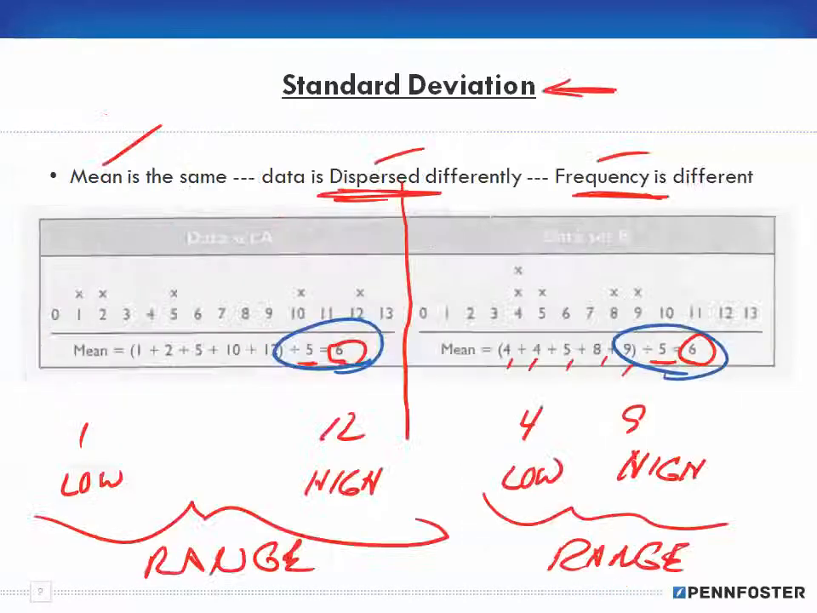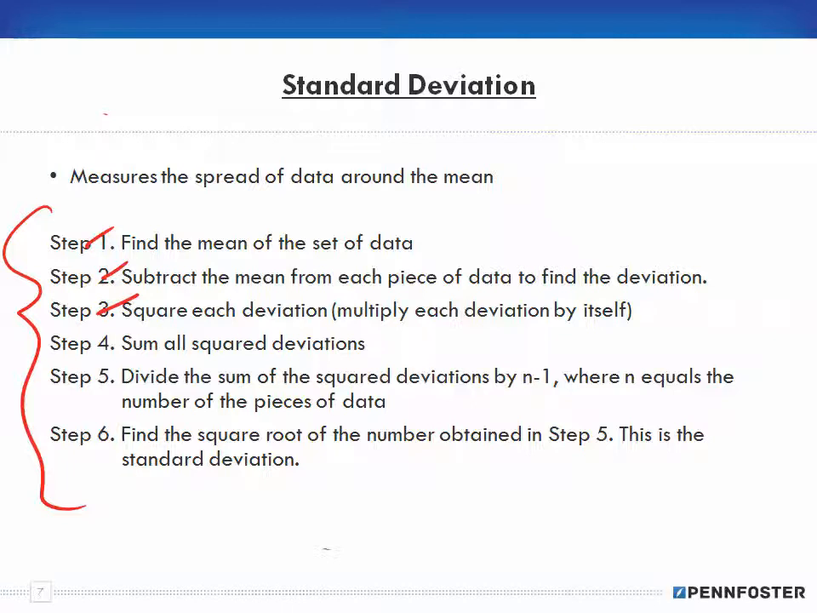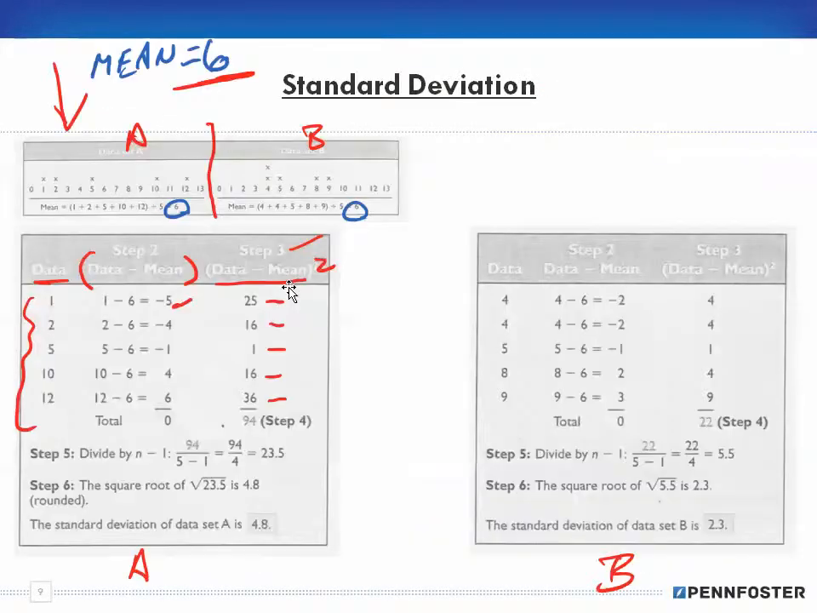Let me go back up to here, and now we've done step number 3. So we've squared each deviation. Now for step number 4, we're going to sum all of the squared deviations, meaning we're going to add them all up. For these numbers here, we add them all up, and we end up with 94, which is step number 4. All we're doing is adding them all up.